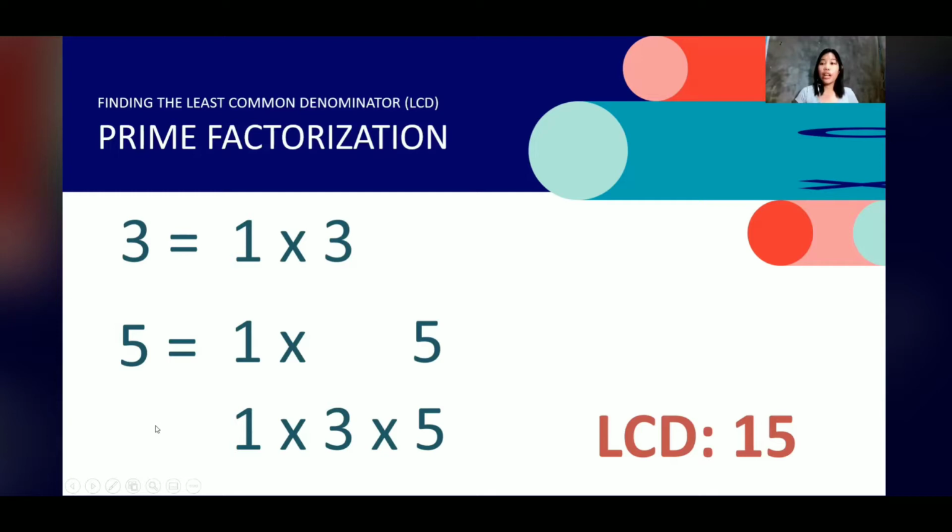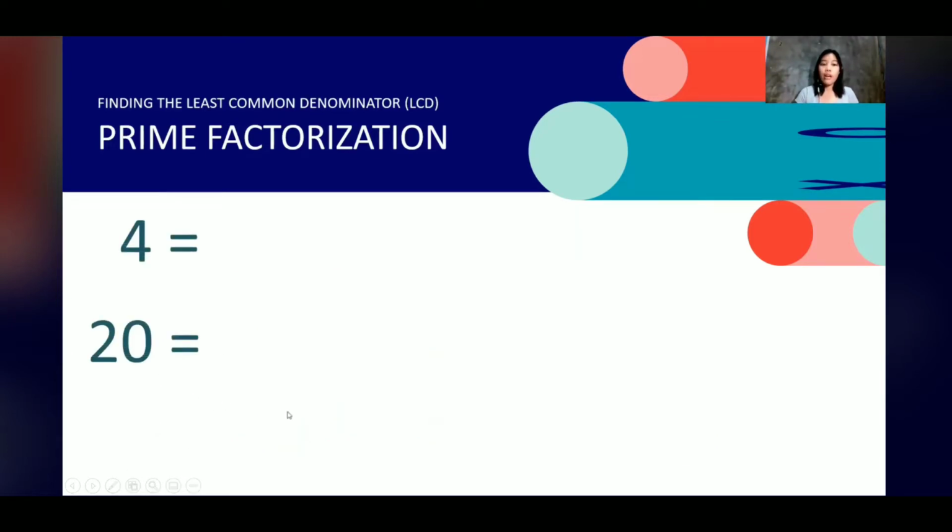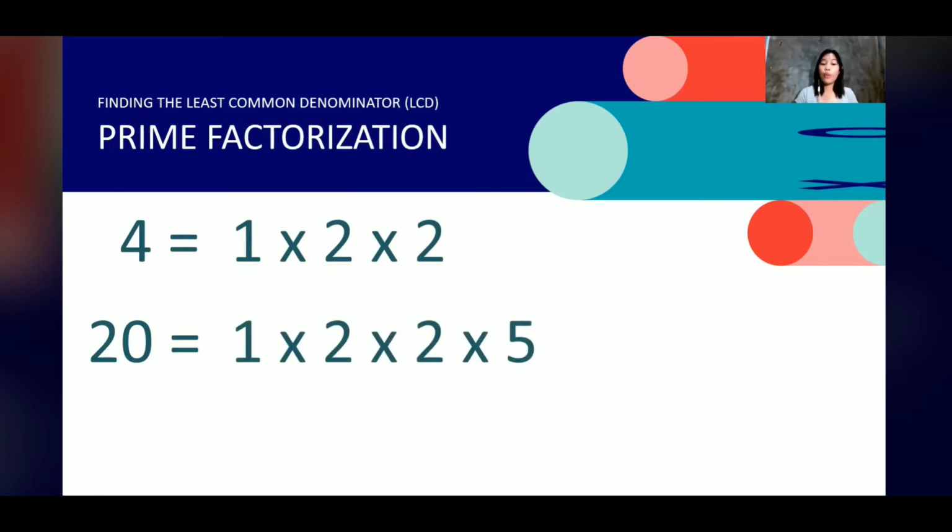So here, I'll give you another example using the prime factorization. Our numbers here are 4 and 20. So the prime factors of 4 is 1 times 2 times 2. 1 times 2 is 2 times 2 is 4. And in 20, 1 times 2 is 2 times 2, 4 times 5, 20. So here we'll have 1 times 2 times 2 times 5.